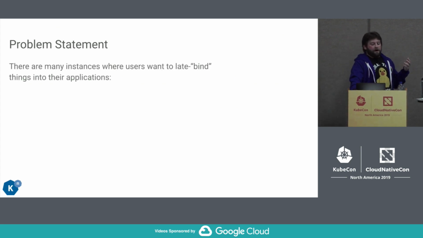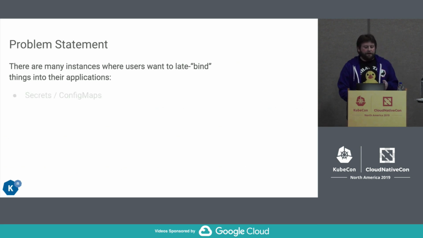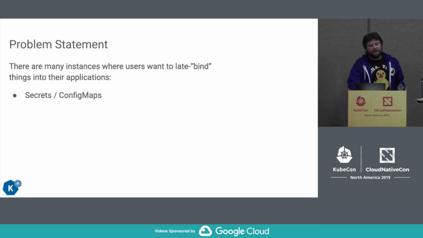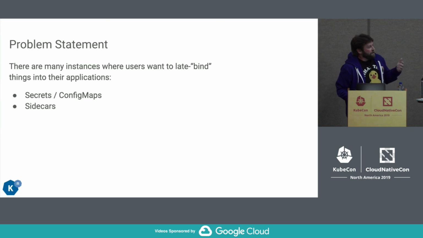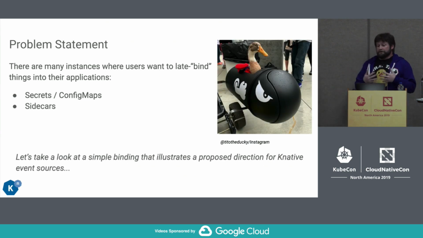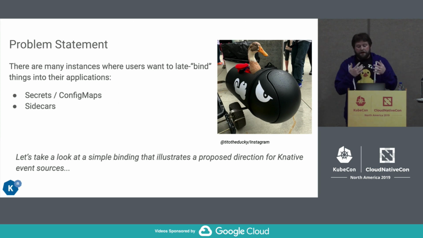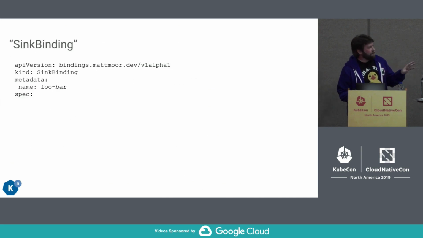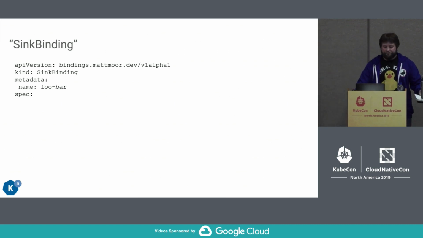So, what are some things we might want to bind in, right? Secrets, config maps, sidecars. One of the things we're going to show now is a proposed direction that builds on this, that we might want to use to implement Knative event sources. We could call this POC the sync binding. There are a couple key elements of the sync binding.